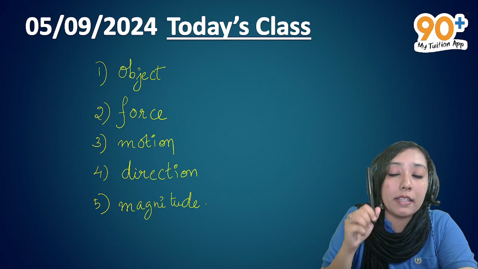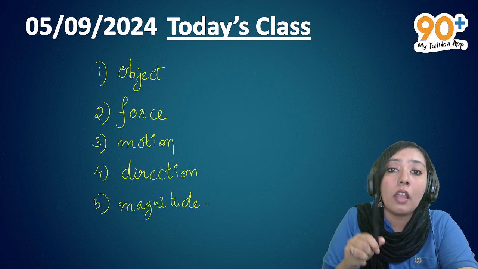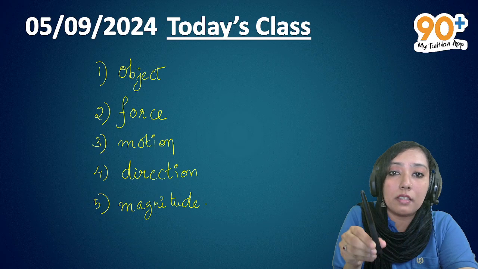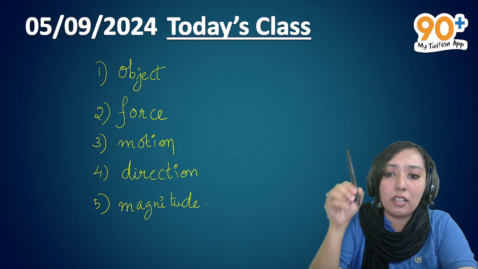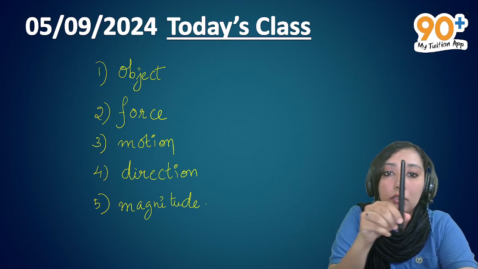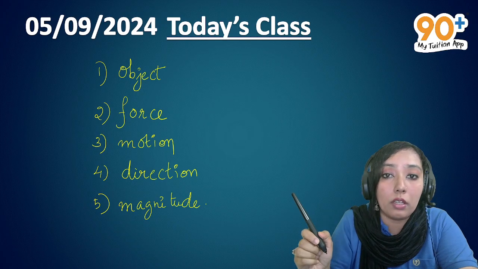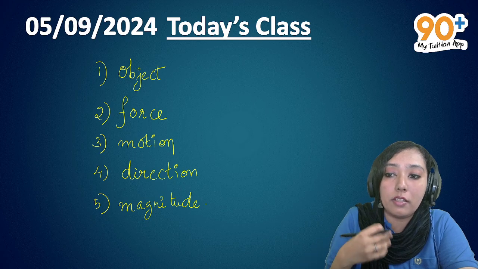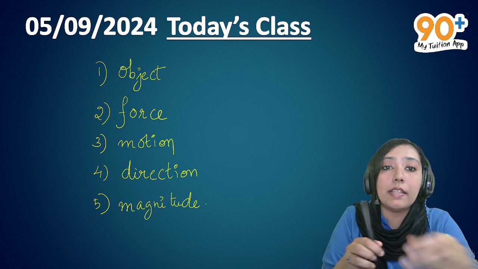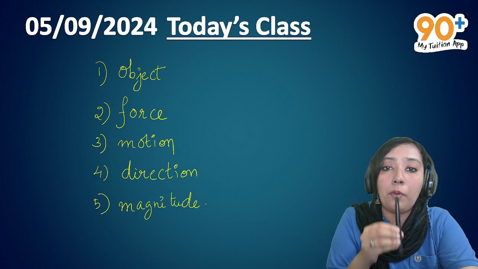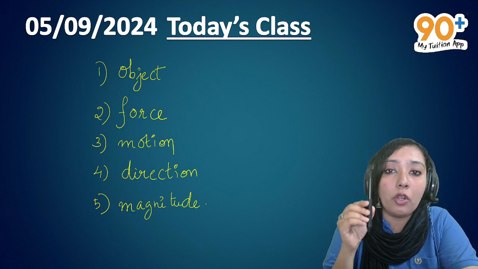Now, a pen is an object. Why? Because it is a non-living thing. It cannot move. Yes, it is stationary. Why? Because it cannot move on its own. It is moving with the help of my hand. The pen is moving with the help of my hand. Understood? So, why do we call this pen an object?